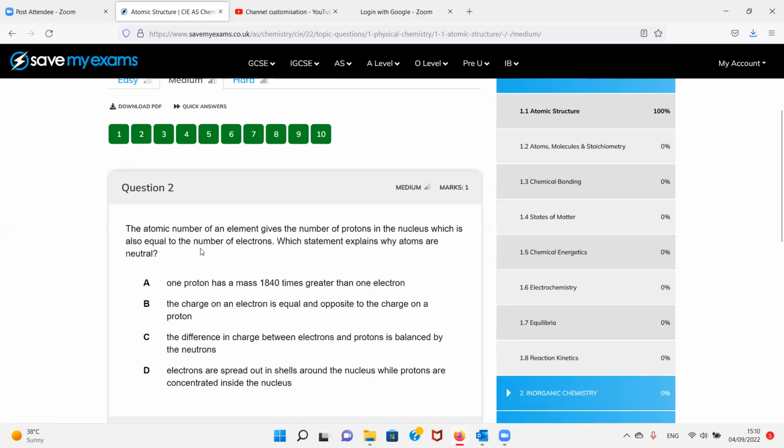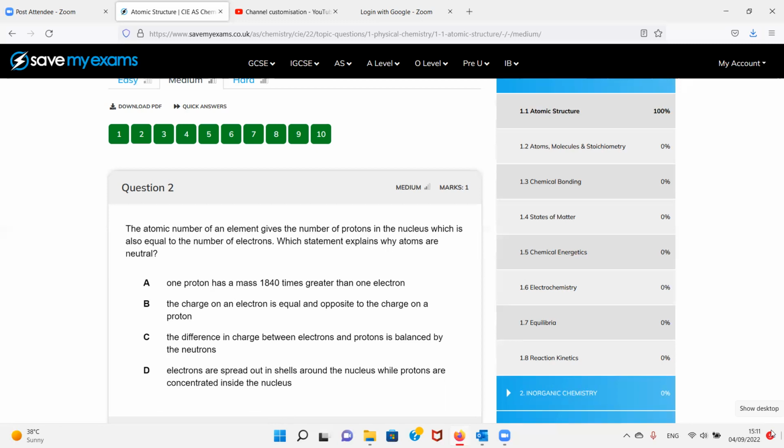Question 2, the atomic number of the element gives the number of protons in the nucleus, which is also equal to the number of electrons. Which statement explains why atoms are neutral? So the first option here, one proton has a mass 1840 times greater than the electron. The charge of the electron is equal to the opposite charge of the proton, which is the correct answer.